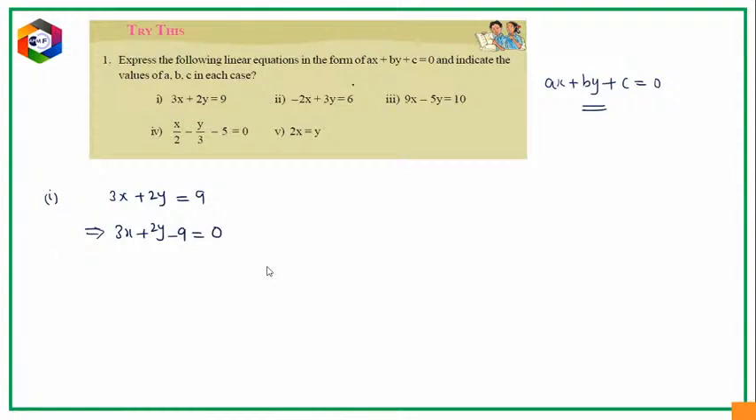Now if we observe, we compare it with ax plus by plus c equal to 0. Now this and this I am comparing. So what is in the place of a? It is very clear that a is equal to 3. And what is in the place of b? Upon comparison, b will be equal to 2. And in the place of c, what is there here? It is very clear that it is minus 9. So c will be equal to minus 9.